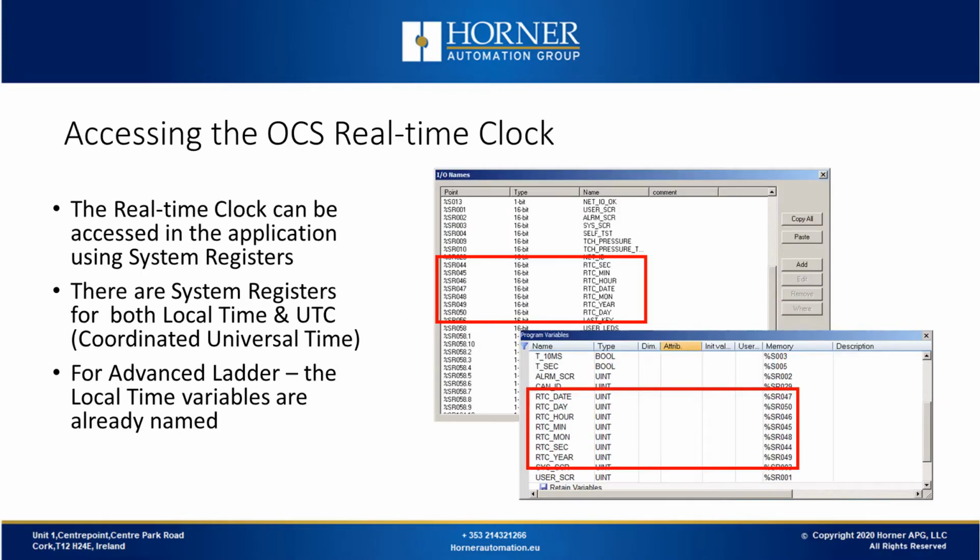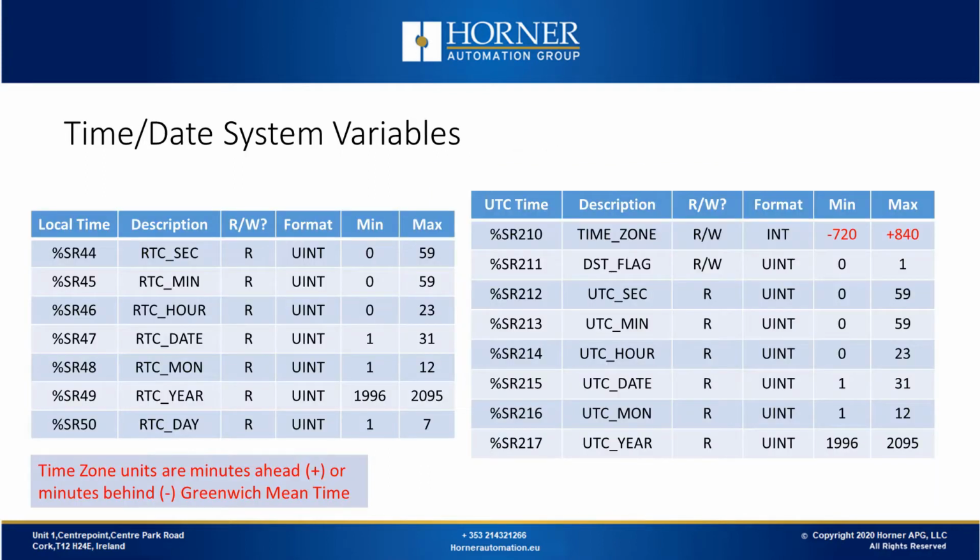You can access the time and date information from the application through System Registers. The OCS has many system bits and registers that are accessible at runtime, which provide many functions, including access to time and date from the real-time clock. We offer system registers for local time, which are in the LSR44 range, as well as system registers for the UTC time, which are up in the 200s. With Advanced Ladder, we've pre-named the variables for time and date. Here are the time and date system variables.